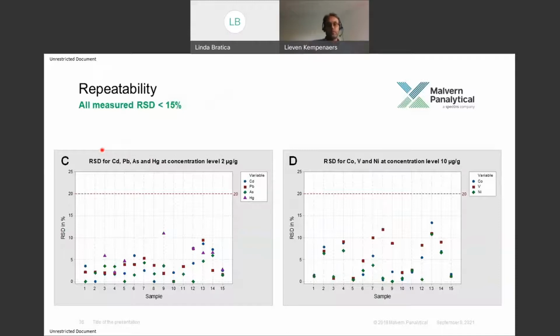So 10 measurements after each other, checking all those elements at the 2 ppm level and at the 10 ppm level, and it's all within the 15% relative standard deviation. So they concluded very nice results. The method is easy, is cost effective, so this is a nice fit for us in the company. That is about the more the details of the article.